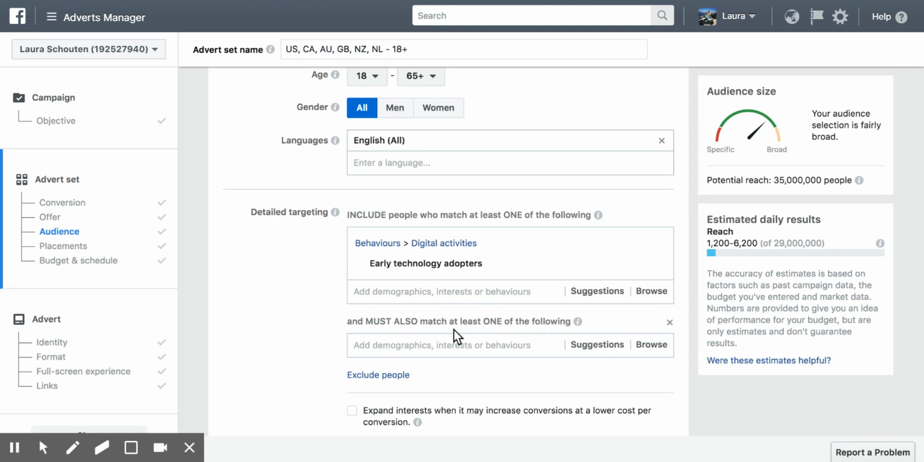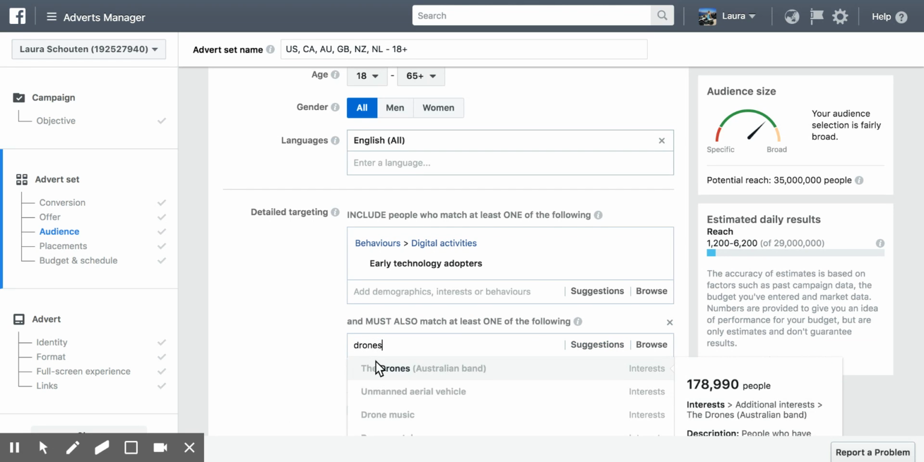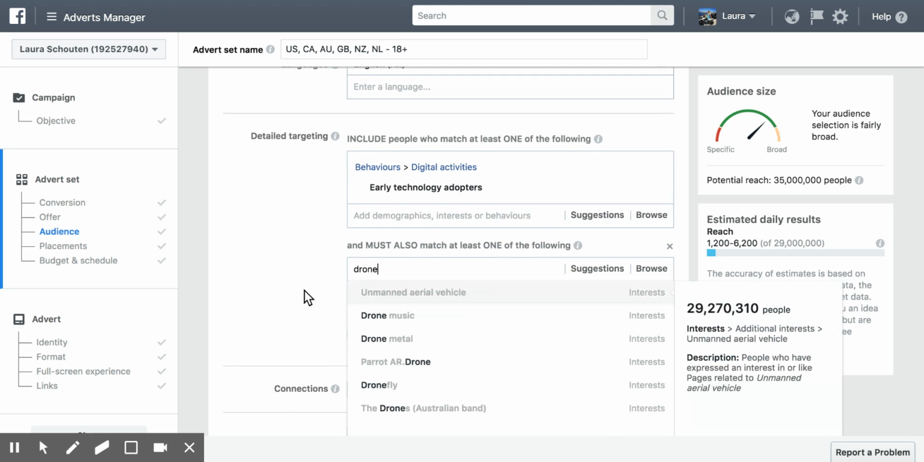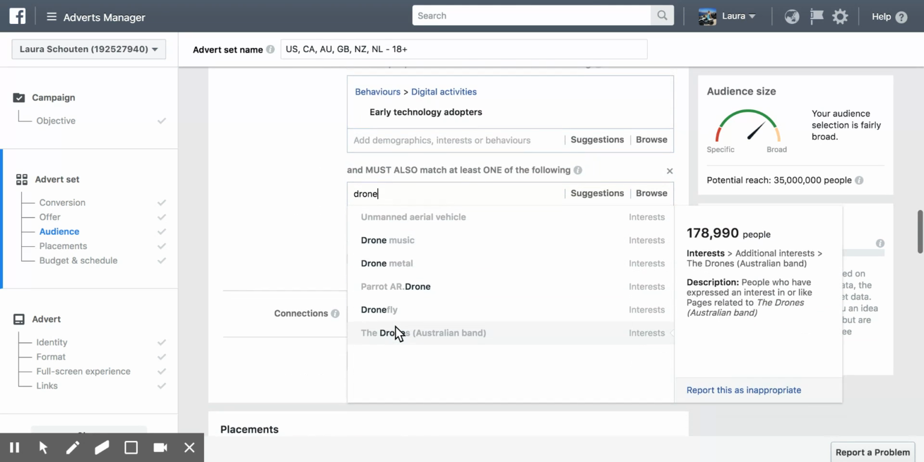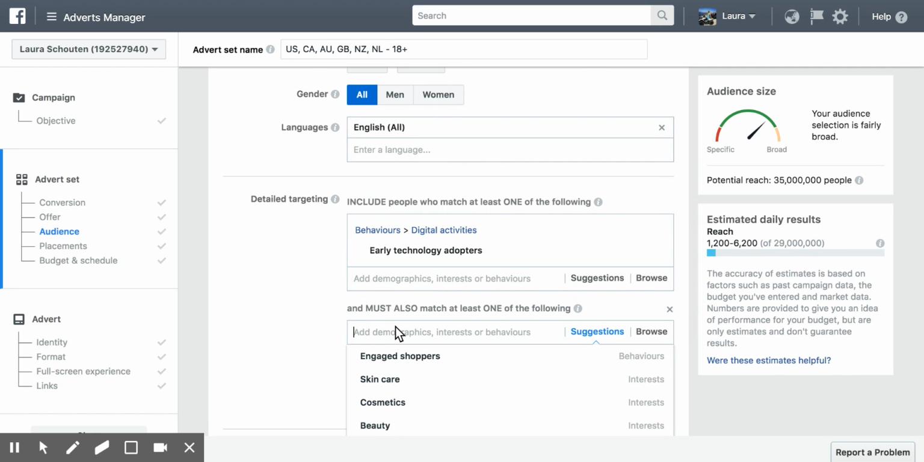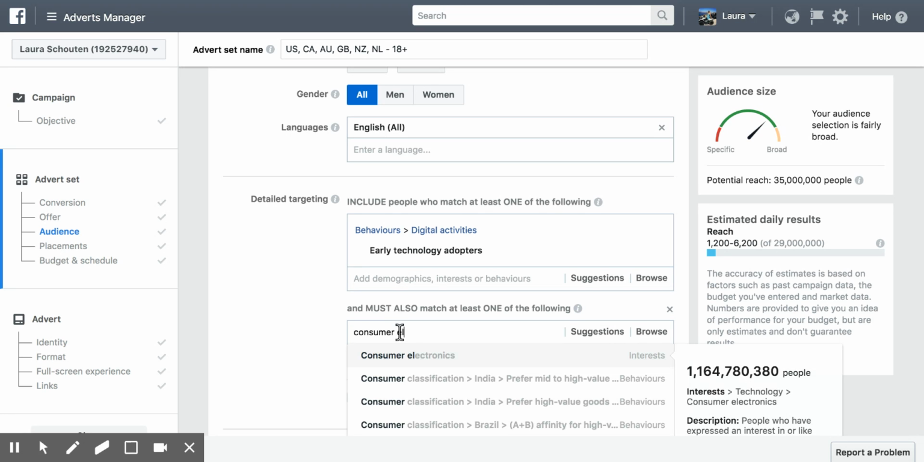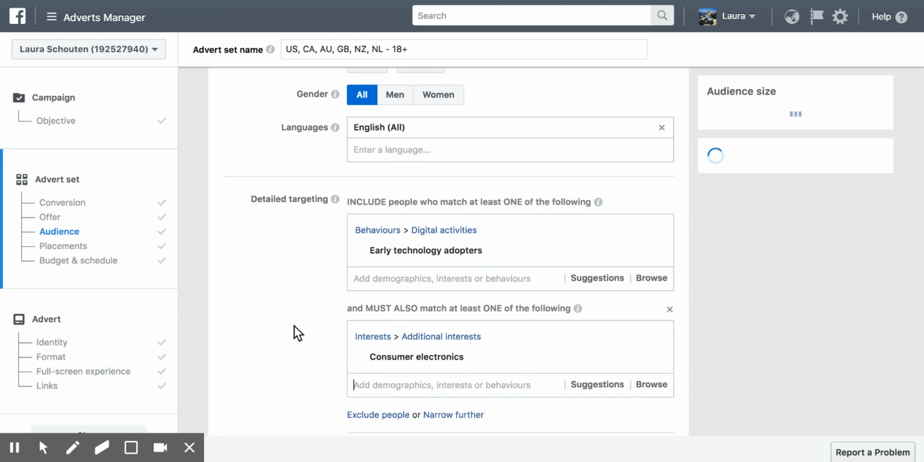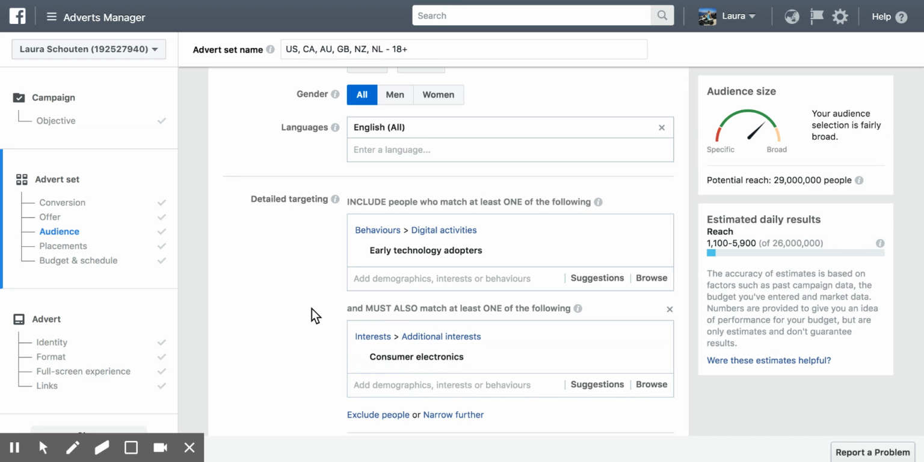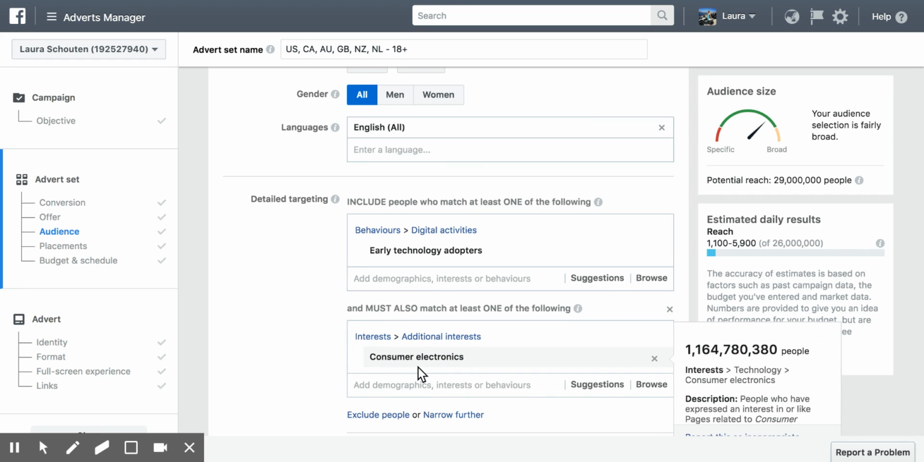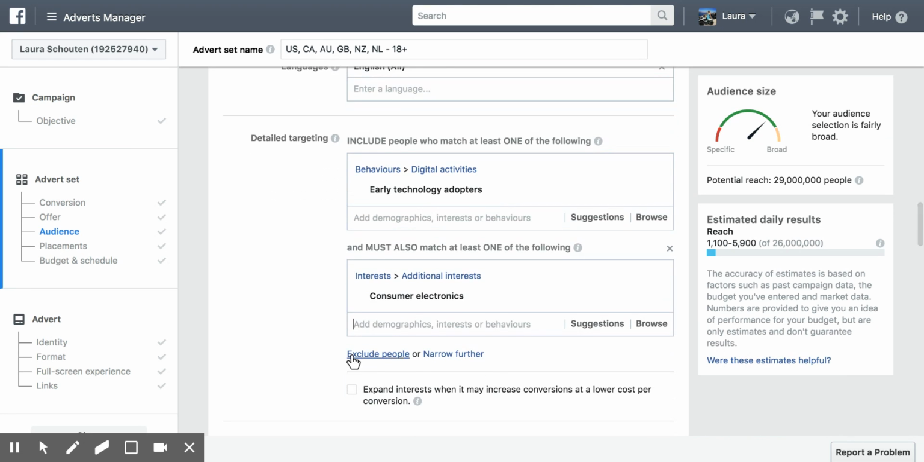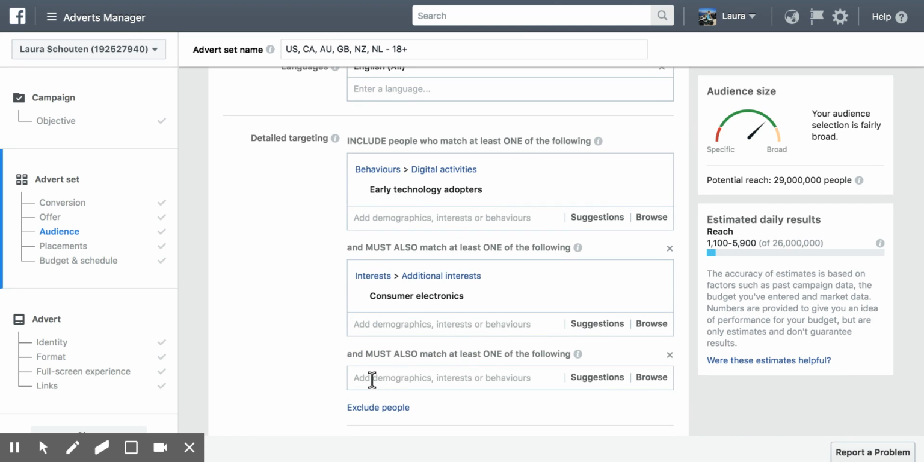I would go something like that, and then narrow down with drones, if you're selling selfie drones, for example. Not really any drone thing, so you could just go consumer electronics. Consumer electronics is good to sell drones and other electronic gear. It's basically just people who are big electronic consumers. Okay, very common, very simple. And then you could narrow further and go with engaged shoppers, for example.